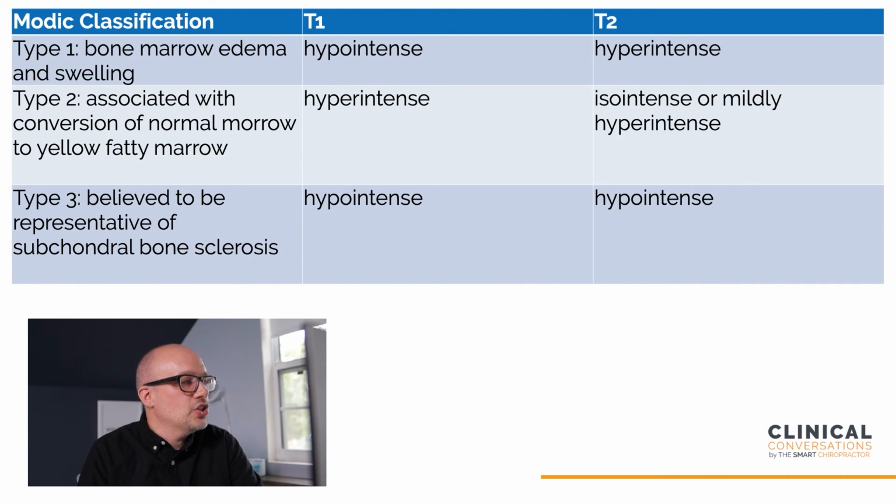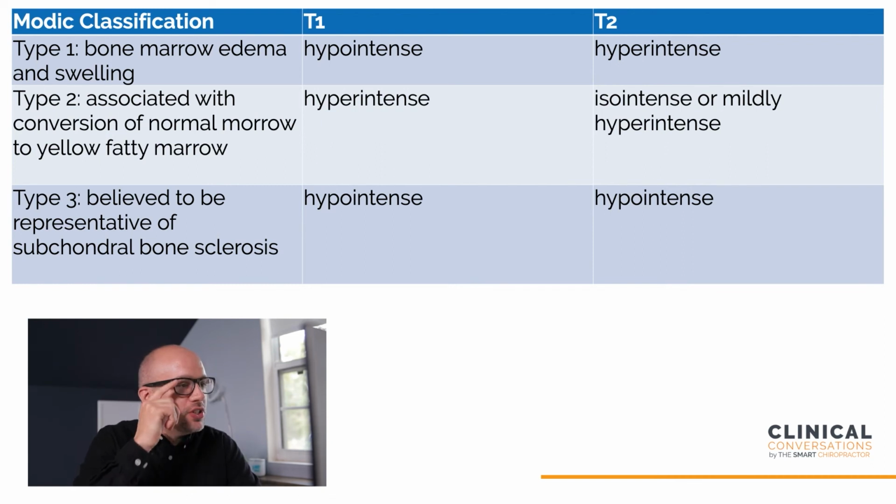Modic 2 changes are associated with that conversion of normal marrow to yellow fatty marrow. It's going to be hyper-intense on T1. It's going to be mildly hyper-intense or iso-intense, meaning not really one or the other, on T2 images when you're in type 2 Modic changes.